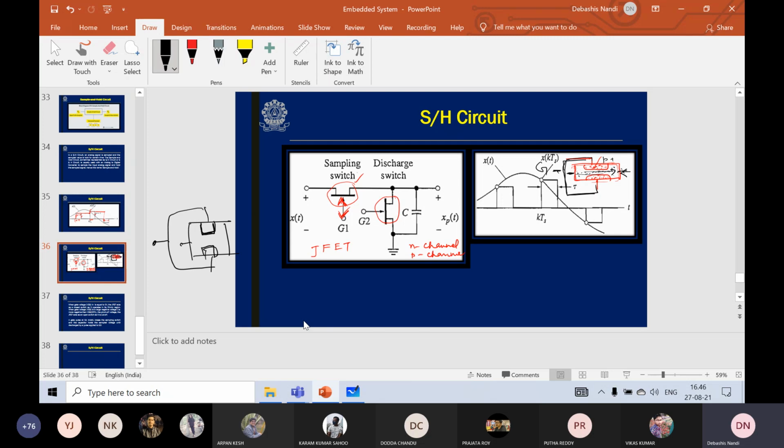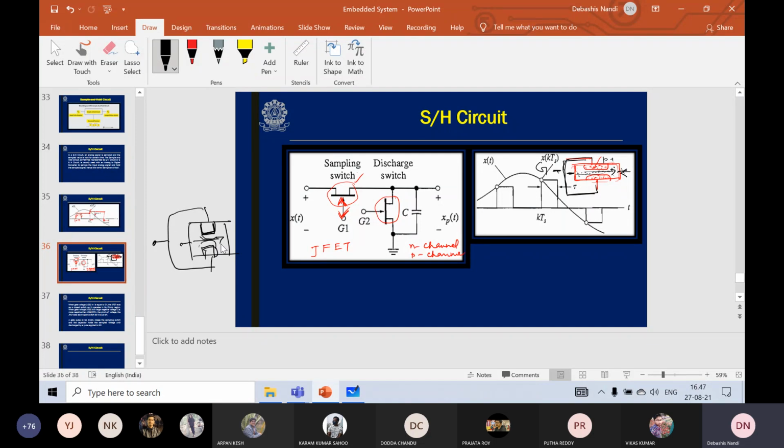Where there is an NP junction, there is a depletion region, and a depletion region means it is devoid of mobile charges. Some ions are there only. So when the gate is made more and more negative with respect to the source and drain, this depletion region increases and the channel width decreases. Therefore, fewer and fewer electrons will propagate from source to drain. And if you make the gate voltage such that these two depletion regions touch each other, then the channel will be blocked and pinch-off occurs.